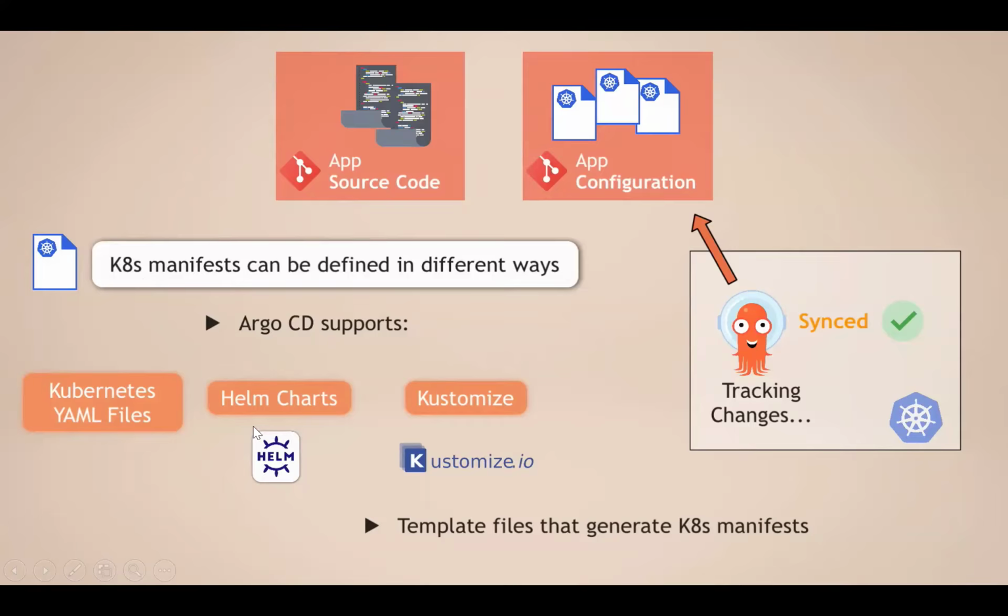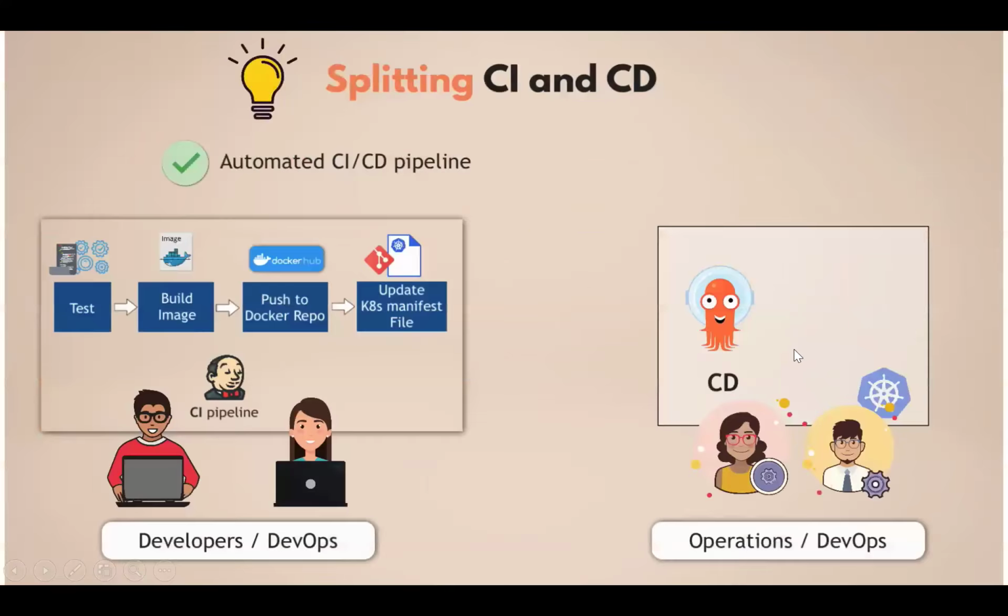So all the Kubernetes manifest files can be defined in Argo CD. You can define all your Helm charts. This is something different: Kubernetes manifest files, and the template files that generate the Kubernetes manifest files. Everything you can handle in your Argo CD, and it will trigger only when there are some changes in the app config. Otherwise, all your pods will remain as they are. Now see, if the CI pipeline is there, it will be handled by the DevOps or the developer team. If there is any problem in the CD part, the developer doesn't have to come and check. Only the operations and the DevOps team will take care.